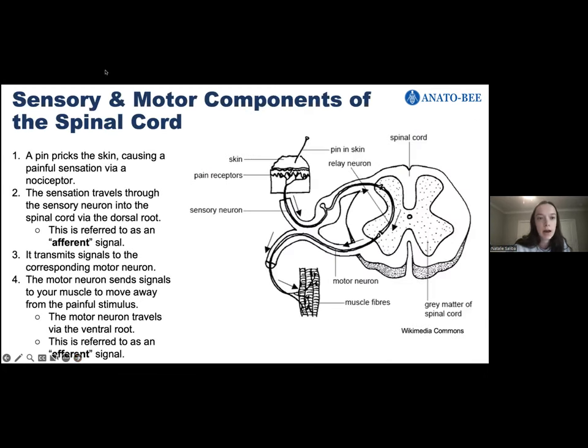And then this just kind of shows how the sensory motor works throughout the spinal cord. There's this little graphic. You can see that the pin pricks the skin right here, causing pain through a nociceptor. And we'll talk about the nociceptors later. But it causes pain. It travels up, and it travels through the dorsal root right here, through the sensory neuron right here. And this is referred to as an afferent signal. And then it is transmitted right here onto the motor neuron, which sends the motor signals down to your muscles. And this is through the ventral root, and this is considered an efferent signal. So afferent is always going to be with sensory, and efferent is always going to be with motor, or away.